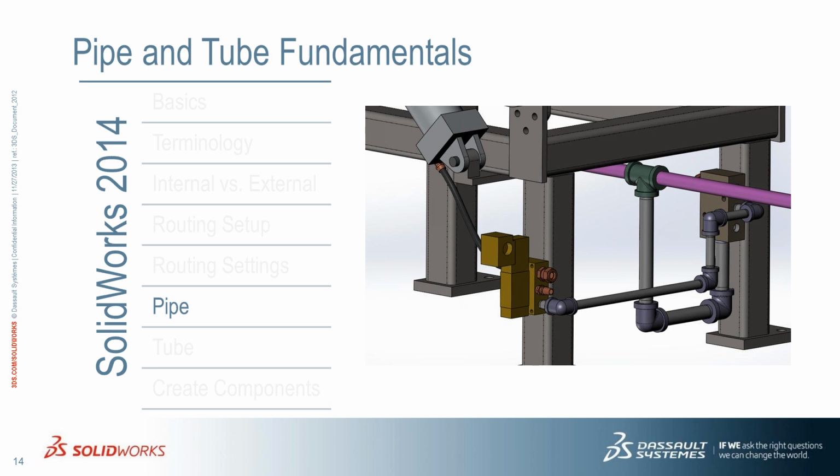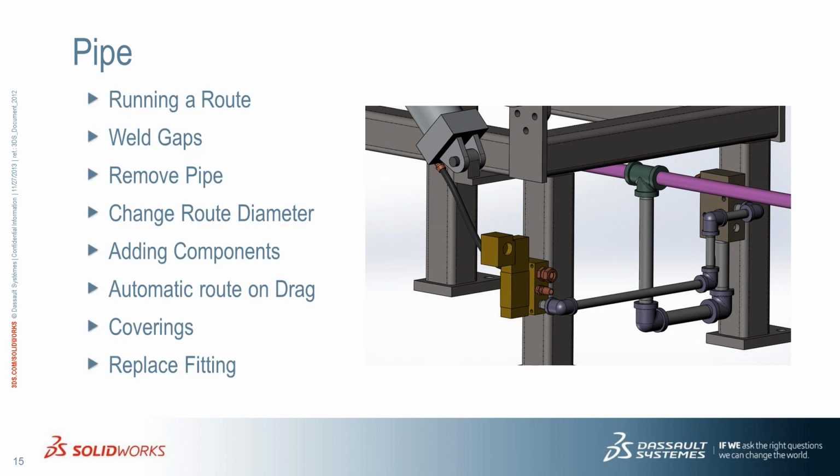So let's go ahead and get started running some pipe. Now there's a lot of options and there's no way we can cover these all in a lunch and learn, but the basics are all the same regardless of what we're doing. So how do we run a route and get started? With pipe, we can create weld gaps. We have the ability to remove pipe and change diameters, and add components in the middle of the route.